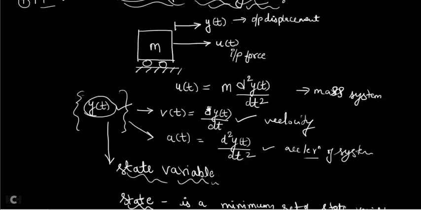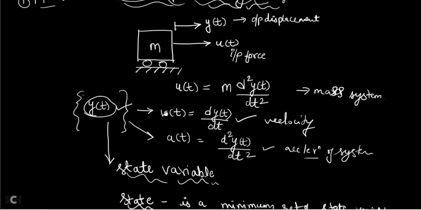Now by using mathematical representation, we can write the force applied u of t is equal to mass m into d square y of t by dt square. You know that for a mass, the acceleration is nothing but the double differentiation of y of t. This we have studied from the mathematical representation of mechanical systems. Force applied u of t is equal to m into d square y of t by dt square. This is for a mass system.